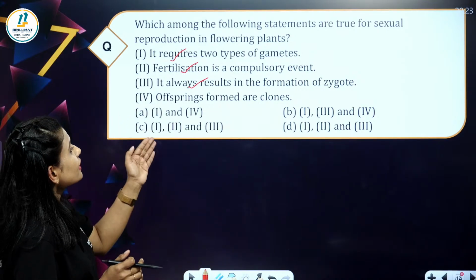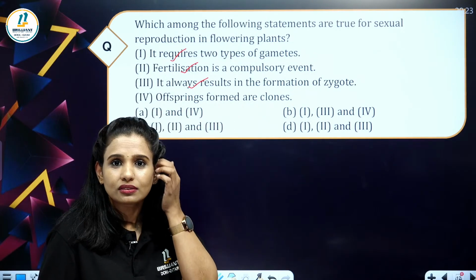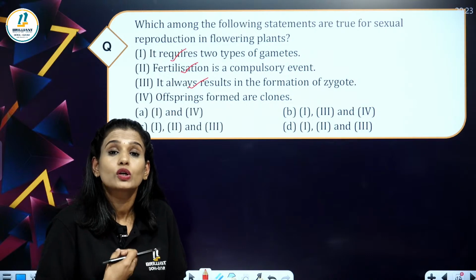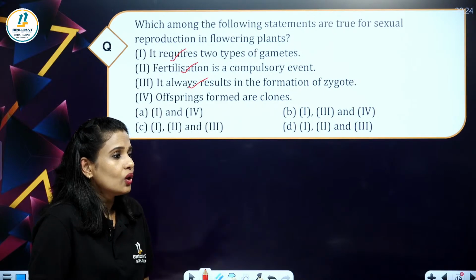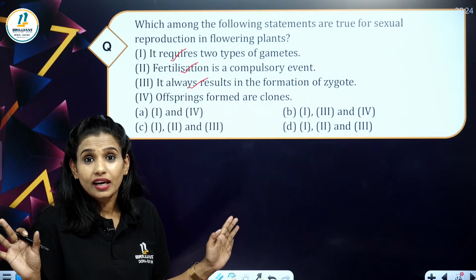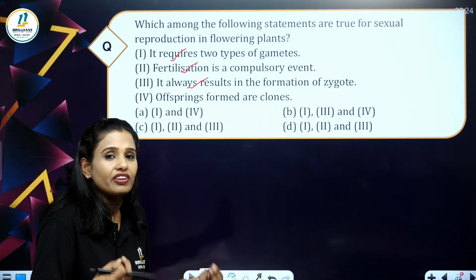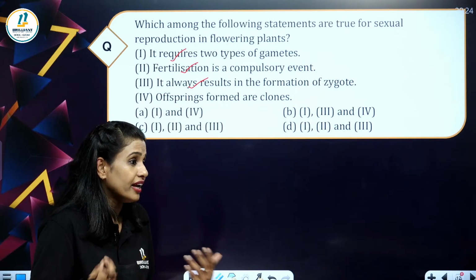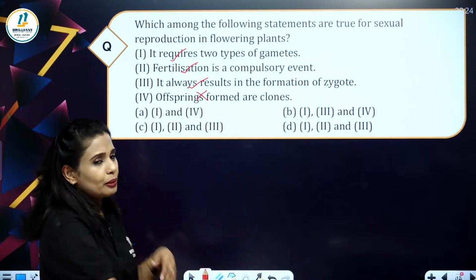Then the last one, offsprings formed are clones. Is that called clones after sexual reproduction in flowering plants? Never. What are clones? Clones are not at all related with sexual reproduction. It is an exact copy, that we can make the exact copy of young ones from any cell of an organism. That is clones, exact copy.